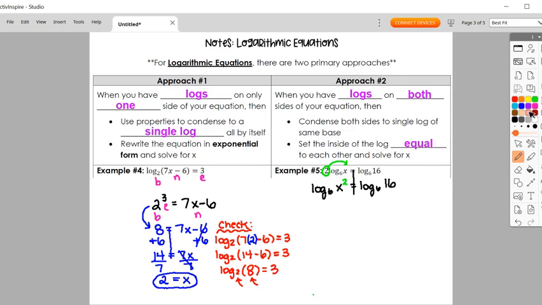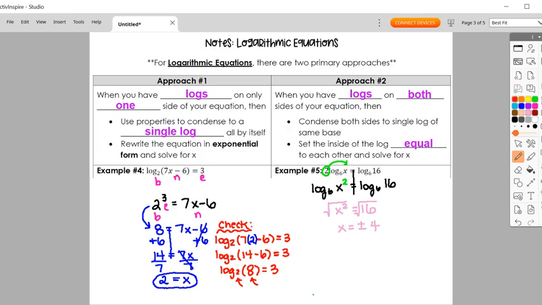I can go ahead and set the insides of my log equal. So that will give me x squared equals 16. Just setting the inside of the logs equal to each other. In order to get rid of an x squared, we have to take the square root and think back to your Algebra 2 and Algebra 1 class, because when you take the square root, or an even root specifically, of any equation, you have to add a plus minus.